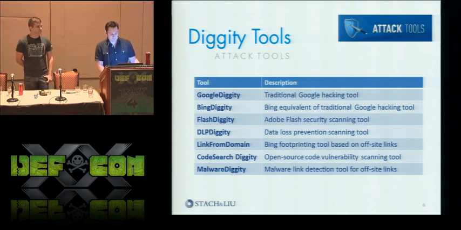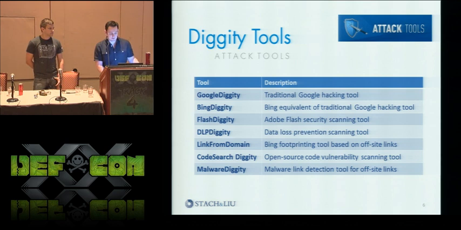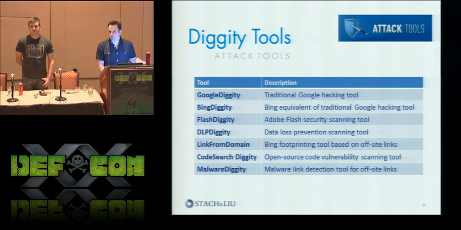Some of the old tools: Google Diggity and Bing Diggity are the traditional Google and Bing hacking tools. We have Flash Diggity, an Adobe Flash security scanning tool, which leverages Google and Bing to find SWF files out there, bulk download them, bulk decompile them back to their ActionScript, and then bulk look through them for Adobe Flash vulnerabilities.